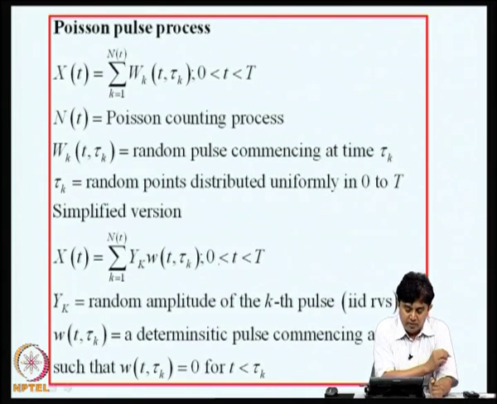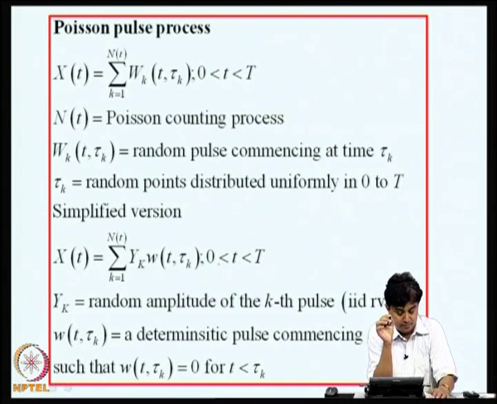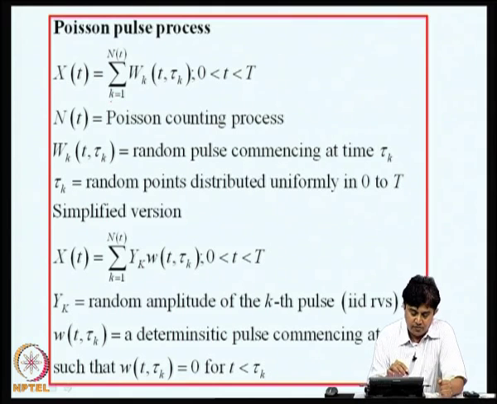Now, we will consider a random process X(t), which we call a Poisson pulse process, where the summation is from k equal to 1 to N(t) of certain pulses W(k, t, tau_k), where N(t) is a Poisson counting process. W(k, t, tau_k) is a random pulse commencing at time tau_k. The tau_k are random points distributed uniformly in 0 to T.